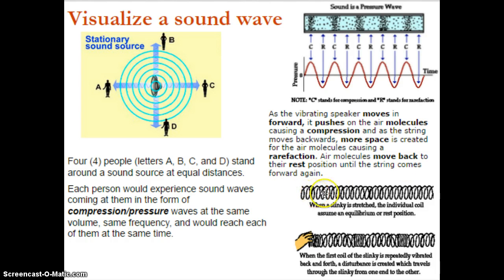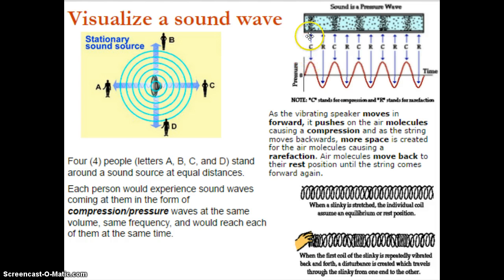So if I look at this slinky here, if I push it forward, the areas where we get these compressions, we call them just that, compressions. We have a higher density of coils. When the first coil of the slinky is repeatedly vibrated back and forth, this is the disturbance that's created, which travels through the slinky from one end to the other. That's the disturbance.